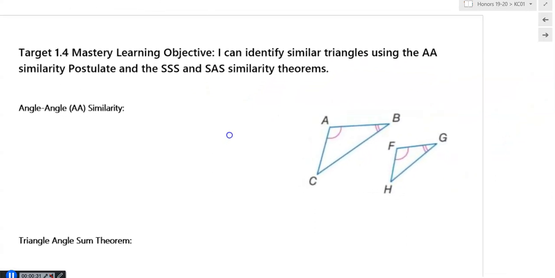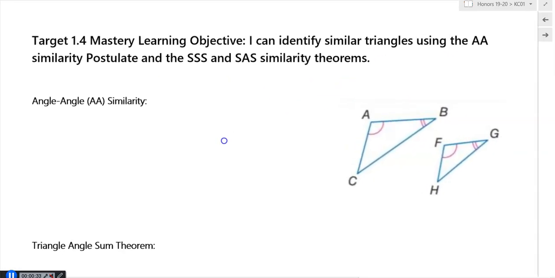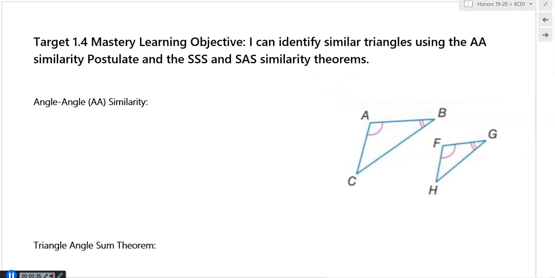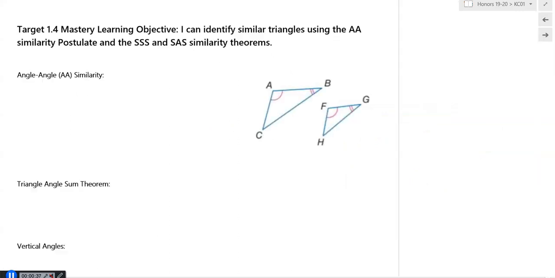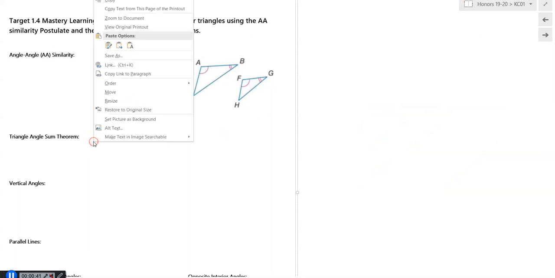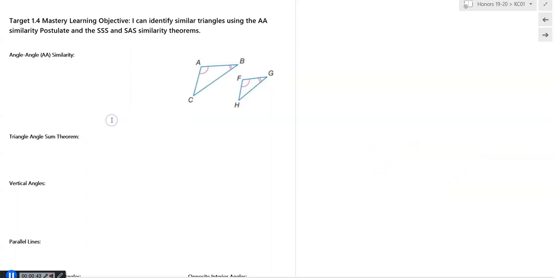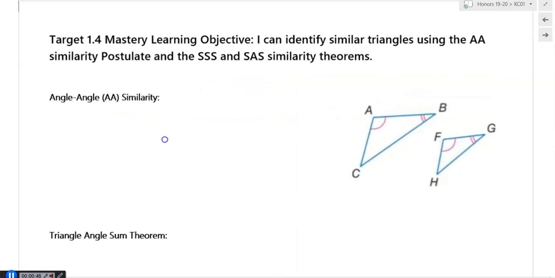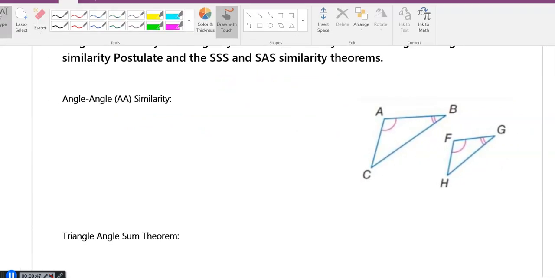Okay? So we're going to be looking at 3 different things. We're going to try and get through as many as we can in these notes, and we might finish notes tomorrow in class. Okay? So first, our angle, angle, similarity.